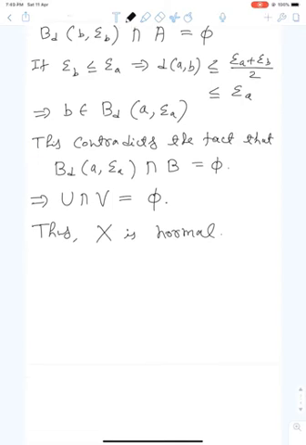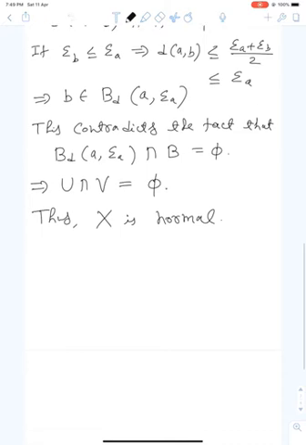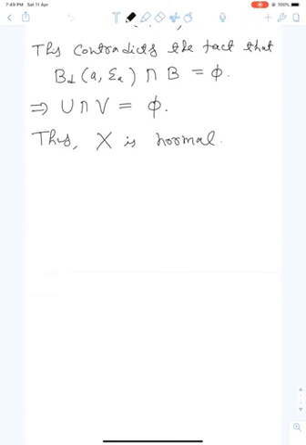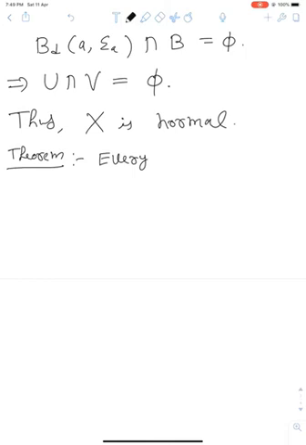Now we shall prove another result, or you can say the final result of this chapter. It says every compact Hausdorff space is normal. Here is the theorem. So every compact Hausdorff space is normal. Proof.